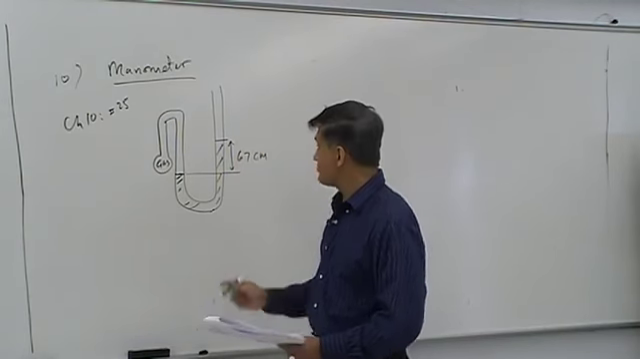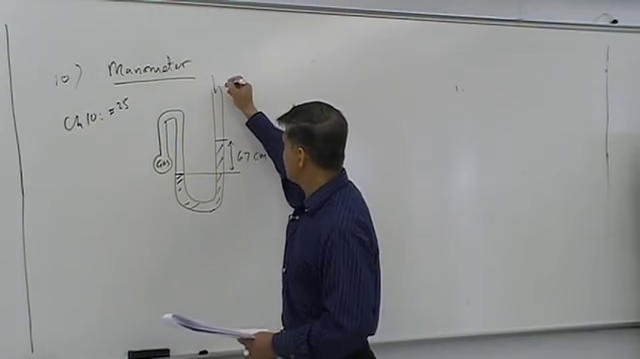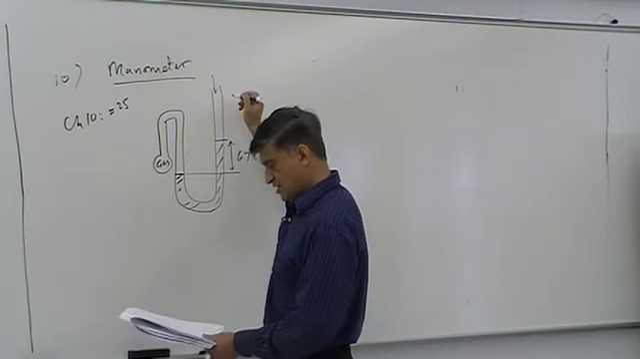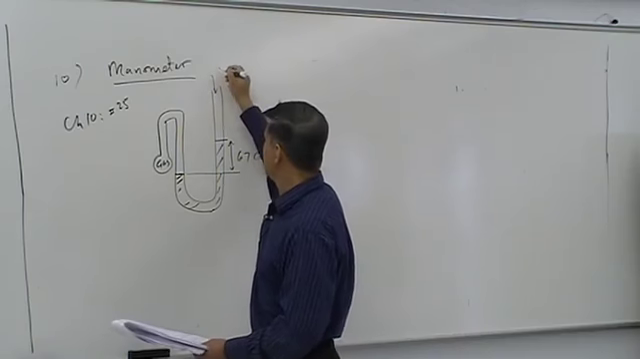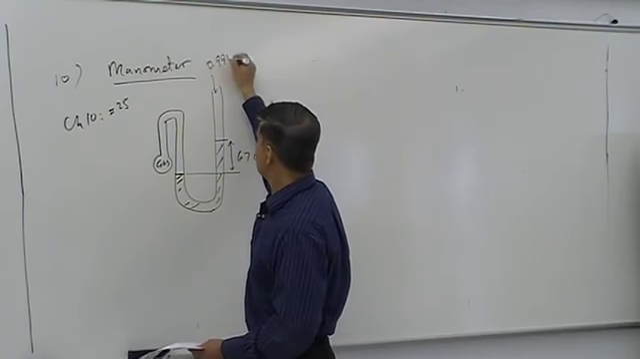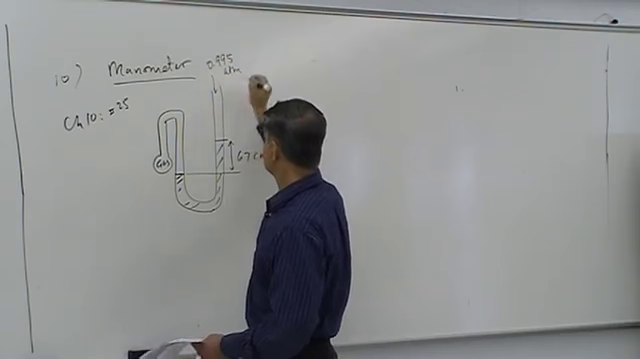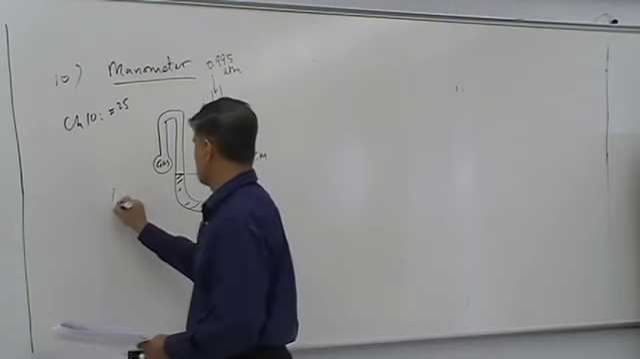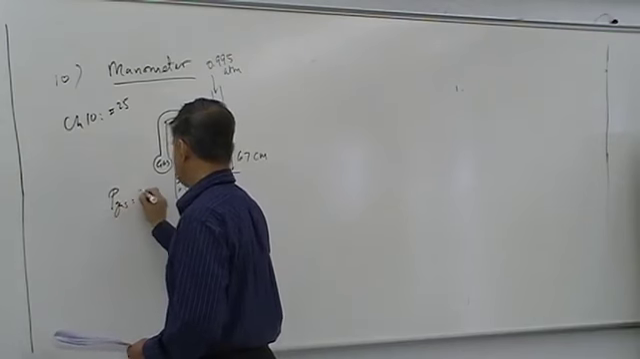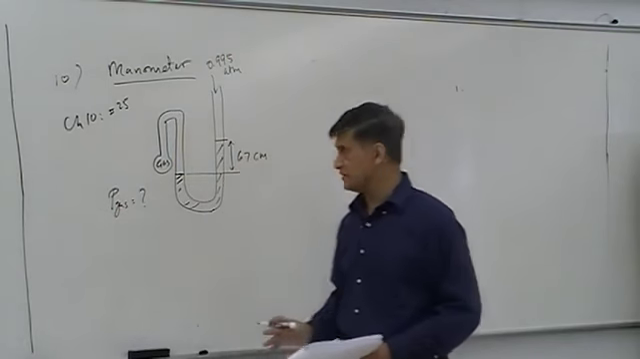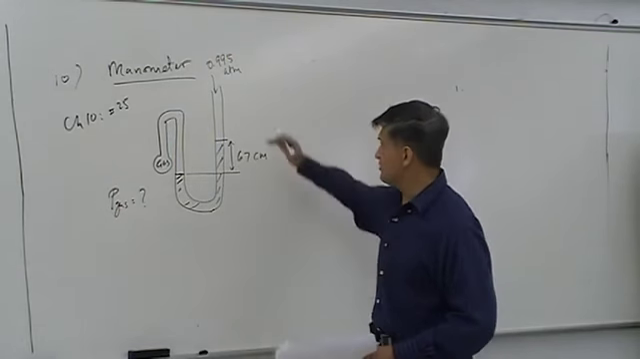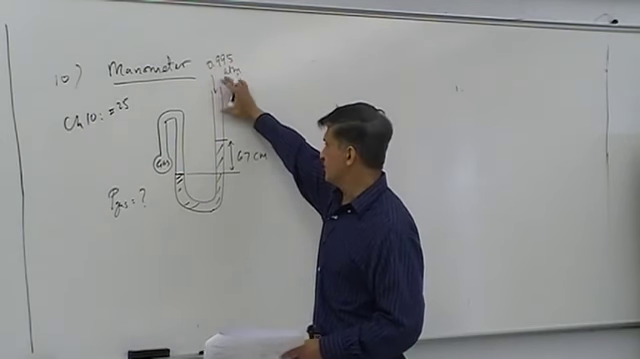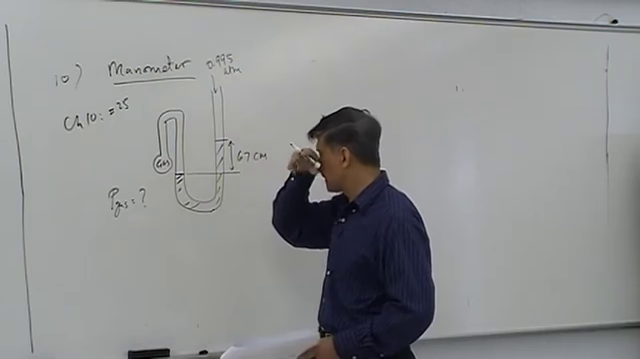And the outside pressure, this is open to the atmosphere. That's why it's called open-end. It is 0.995 atmosphere. So the question is, what is the pressure of the gas? Make sure you know open-end manometer and closed-end manometer. In a closed-end manometer, this end will be closed, so there is no atmospheric pressure. It will be vacuum in that case.